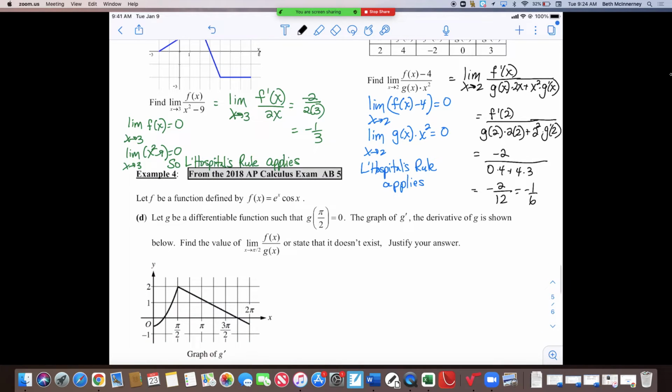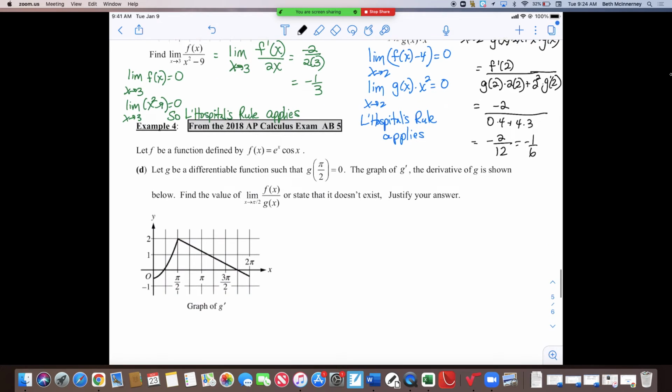All right, questions on number 3, A or B? All right, then example 4. This is from the 2018 free response section, question 5, letter D.